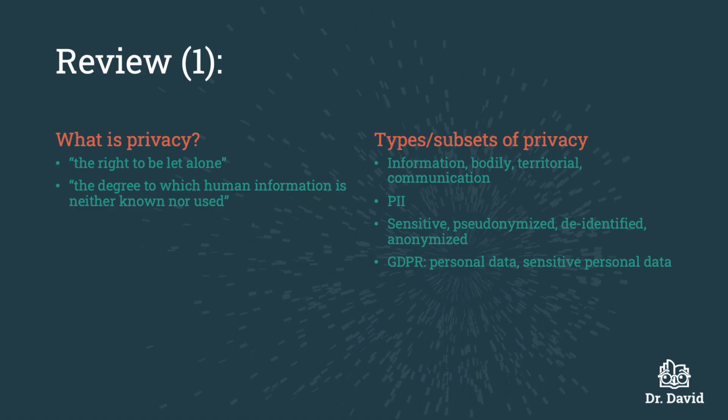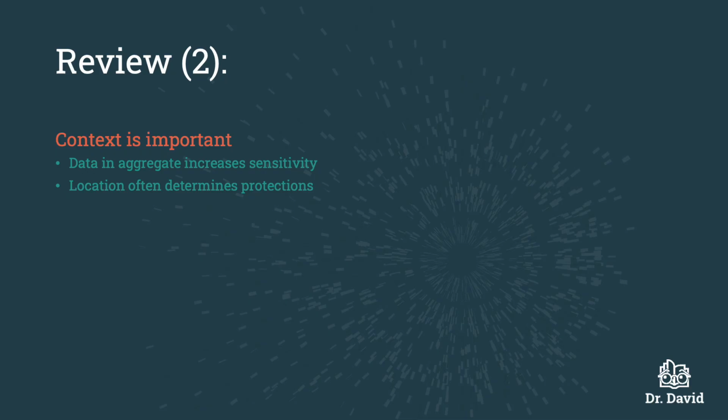In this lecture, we have answered the question, what is privacy? Two definitions that we looked at include the right to be left alone and the degree to which information is neither known nor used. Subsets of PII include information, bodily, territorial, and communication, sensitive, pseudonymized, de-identified, and anonymized. And under the GDPR, you need to remember personal data and sensitive personal data. Finally, context is important. Data in aggregate increases the data's sensitivity, and location, such as with a covered entity or in your web browser, often determines the protections afforded to that personal data.